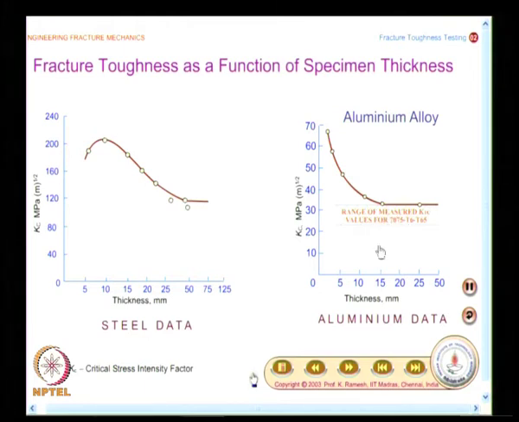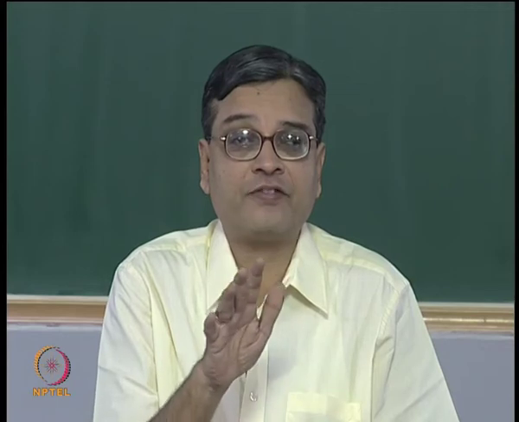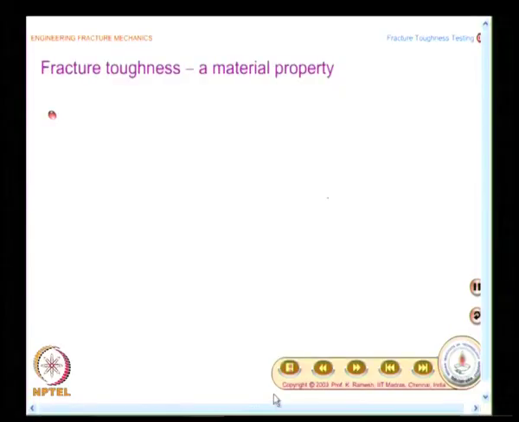This is one of the important issues. That means, if somebody comes up with a new material, a priori you will not know what is the minimum thickness that is necessary for conducting a plane strain fracture toughness test. You have to make a guesswork. We will see all that. That is why the test is more challenging than in the case of a simple tension test.